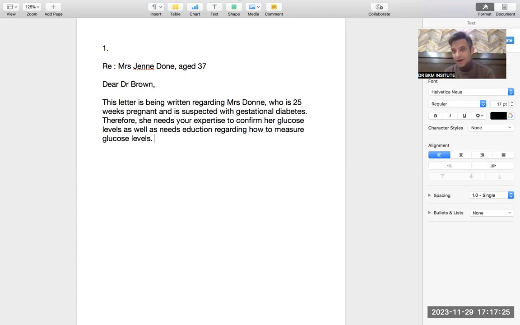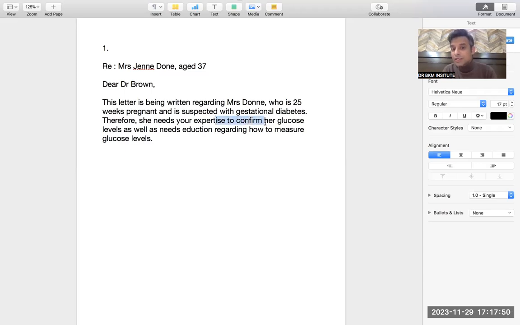Now see how simple it is. Just look at this, how simple. 25 weeks pregnant, main point. Suspected, I have not read the whole letter, even then I know the purpose. When you get into the detail of the letter, that is where you get stuck. Just try to find the main words about whom you are writing the letter. Main purpose, that she is suspected with gestational diabetes. That is where you will get the maximum points.